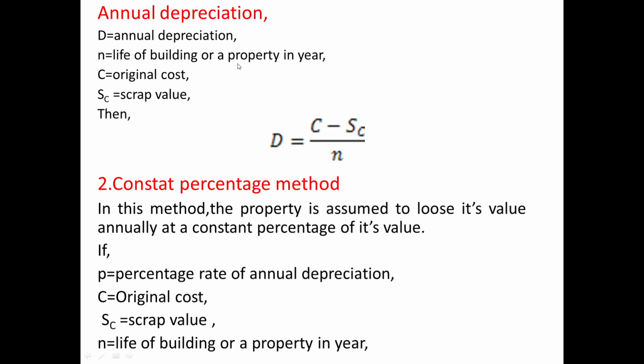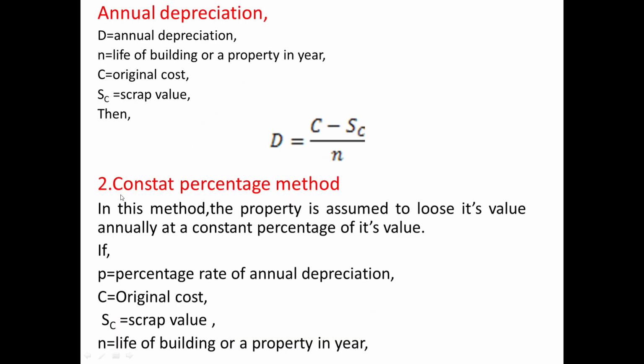N is the life of the building or the property in number of years. C is the original cost. SC is the scrap value. Now, the annual rate of depreciation, D, that is equals to C minus SC upon N. C minus SC gives the total depreciation. Dividing it by number of years, we get the yearly amount of depreciation. And we assume that the property is going to lose its value by constant amount D every year for N number of years.